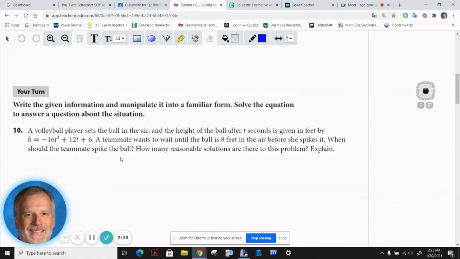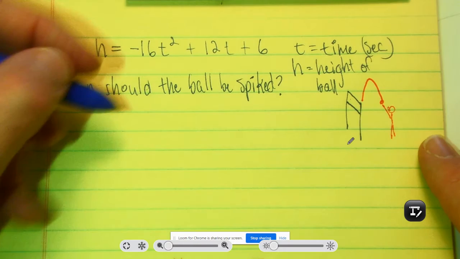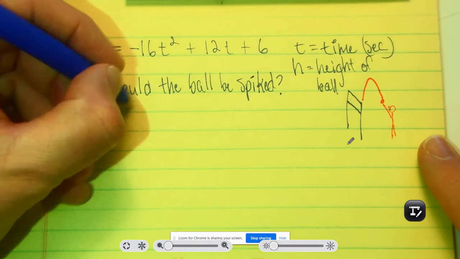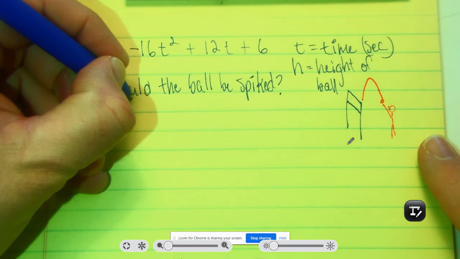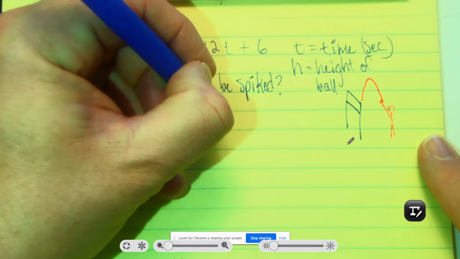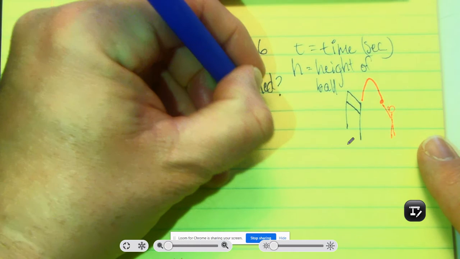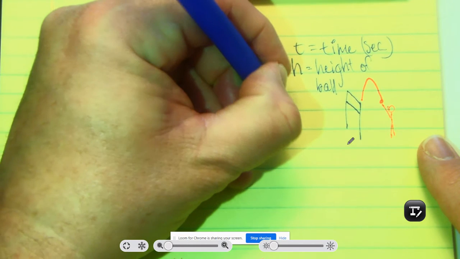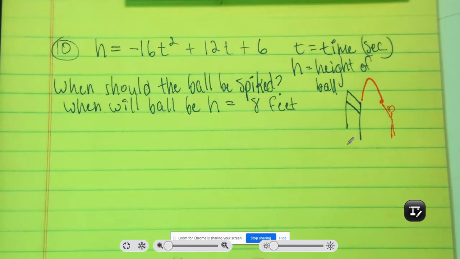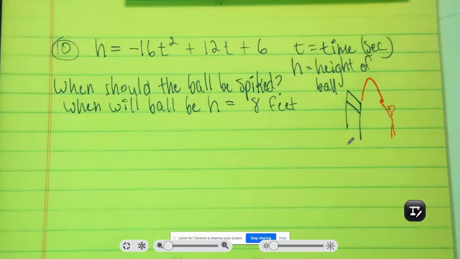So I could probably word that question a little bit differently. I could probably word the question this way: when will the ball be at a height, or an h, of 8? When will the ball be at a height of 8 feet? Now remember, here's the formula. T equals time. H is the height of the ball.